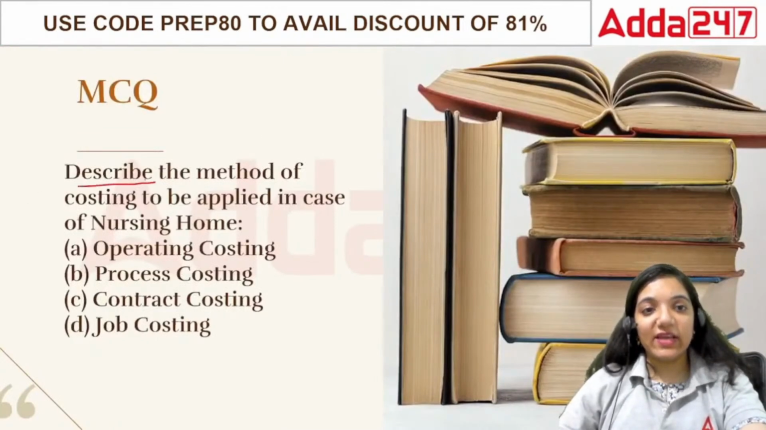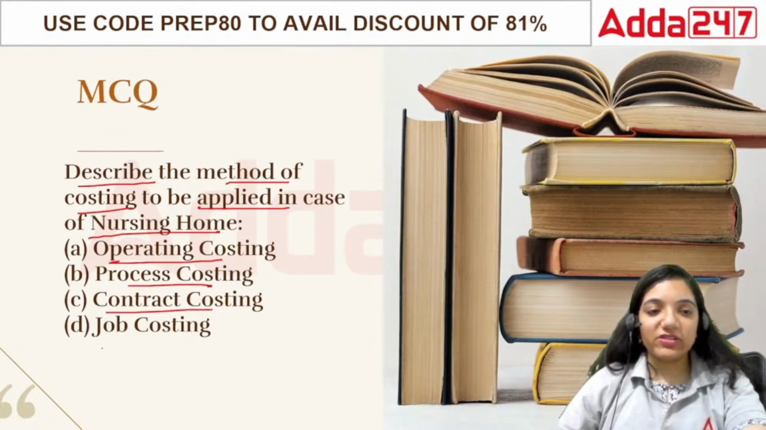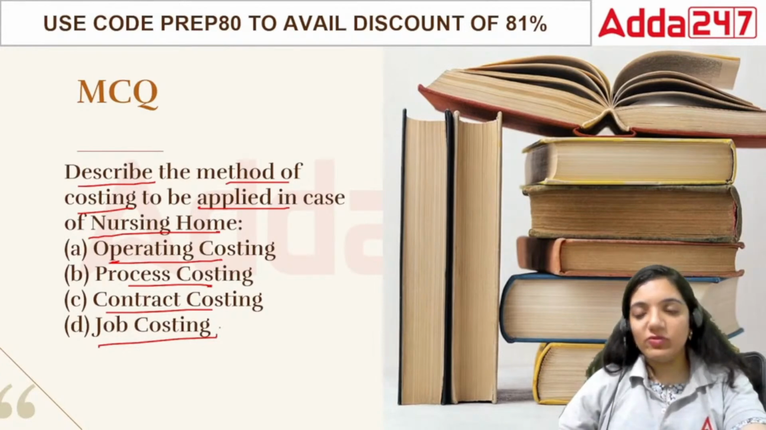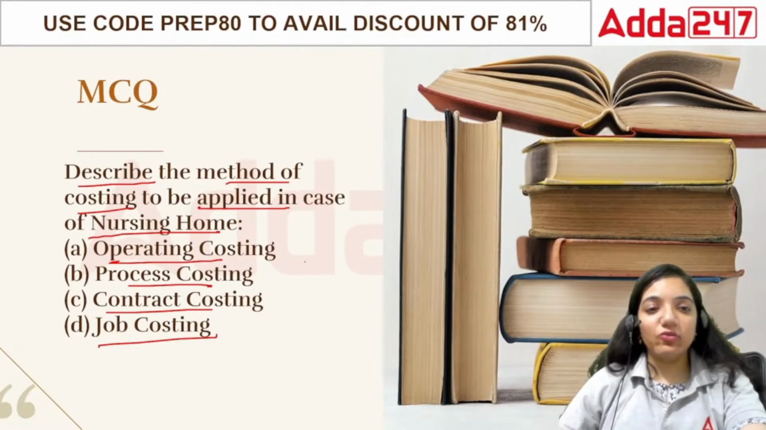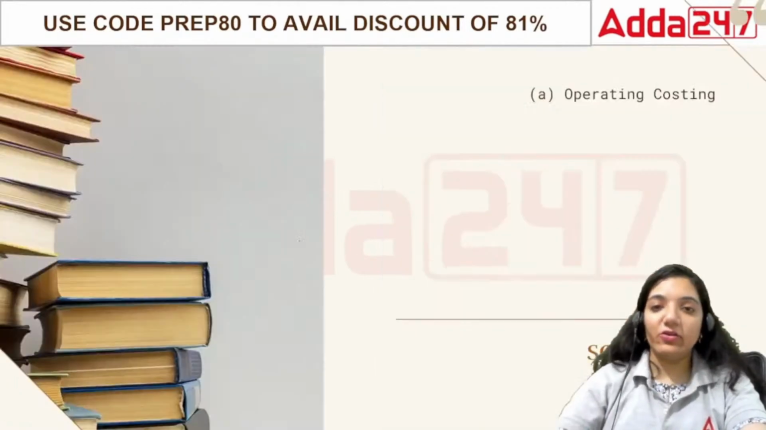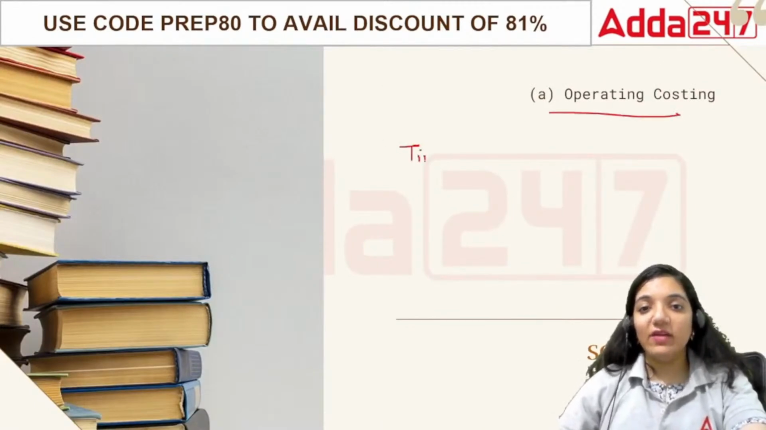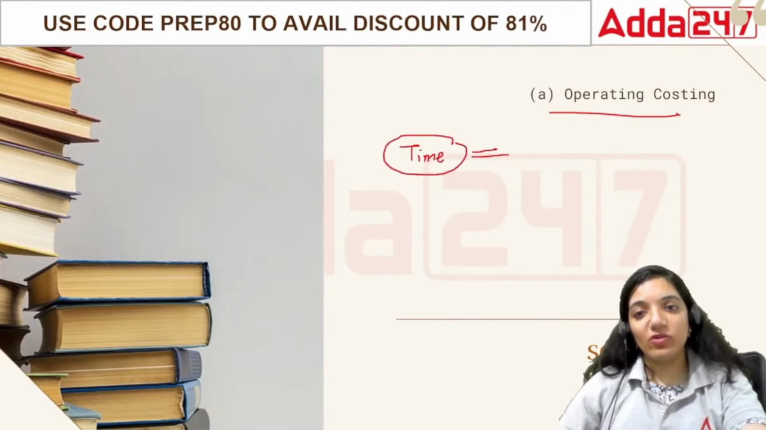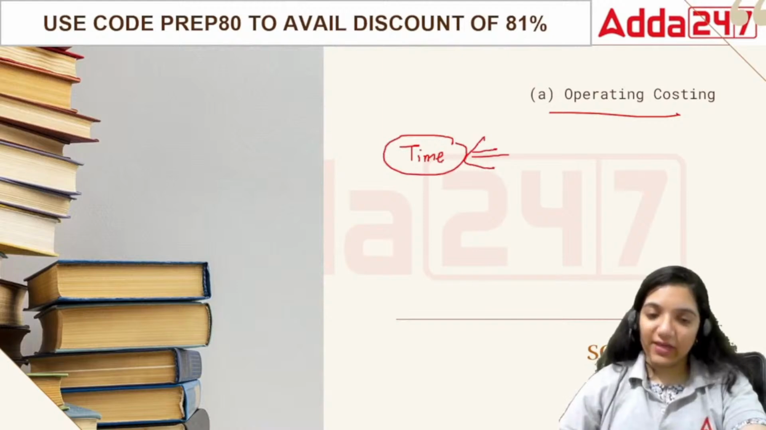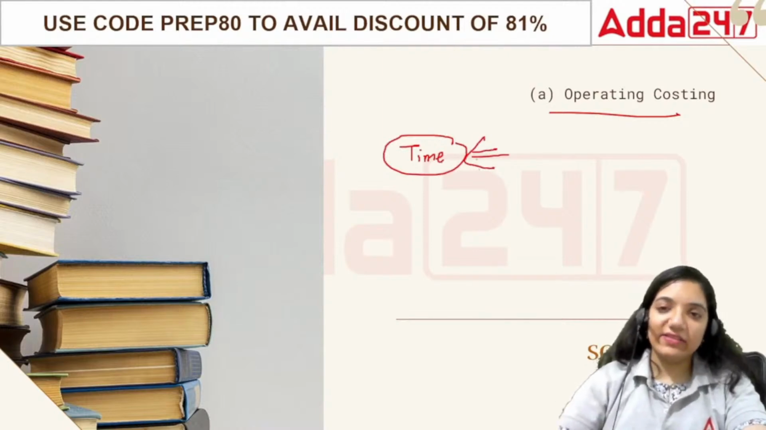Okay? Now here comes the next question. It says, describe the method of costing for a nursing home: operating costing, process costing, contract costing, or job costing. So there are four different kinds of costing: operating, process, contract, or job. A nursing home is basically a place where you are not selling anything. You don't sell health, right? So the correct answer would be service costing or operating costing. Under operating costing, you are just serving. That means the cost is related to the time that you are devoting. Nothing else. It's related only to time. Okay, that is related to this area.